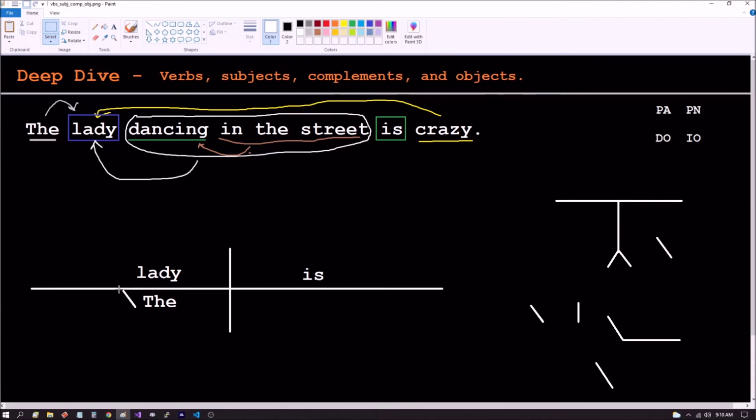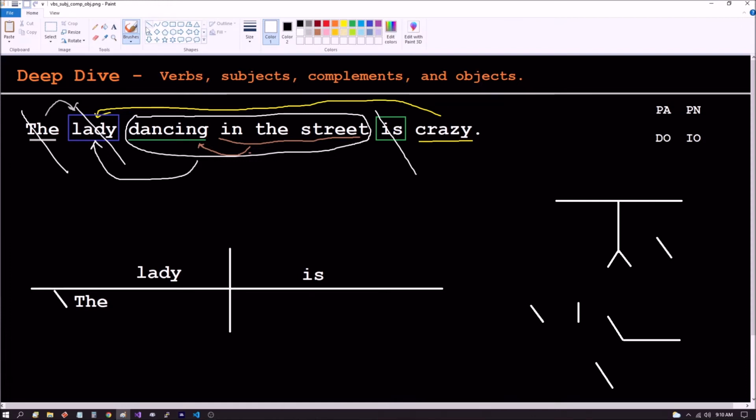As a matter of fact, speaking of that, let me move this to the left because I'm going to run out of room here. So we have "the" done, we have "lady" done, and we have "is" done. We've got some other words to put there now, right? So crazy. Let's put "crazy" there. We know that "crazy" is working as a subject complement.